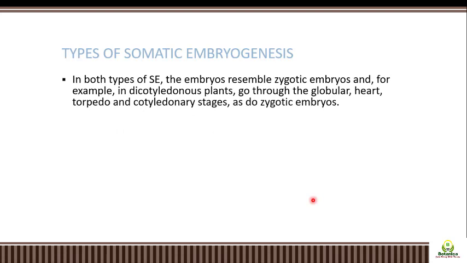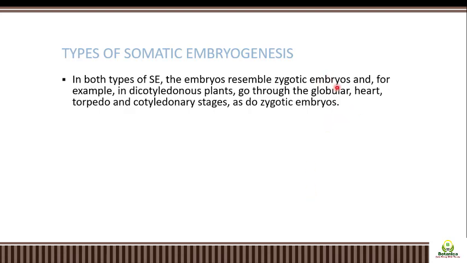But the common thing between both types, indirect and direct somatic embryogenesis, is that in both the embryos resemble the zygotic embryos. As far as the embryos are concerned, there is no difference. They follow the same pattern of development that zygotic embryos follow in natural conditions. For example, in a dicotyledonous plant there are characteristic stages of embryo development: the globular stage, the heart stage, the torpedo stage, and the cotyledonary stage.